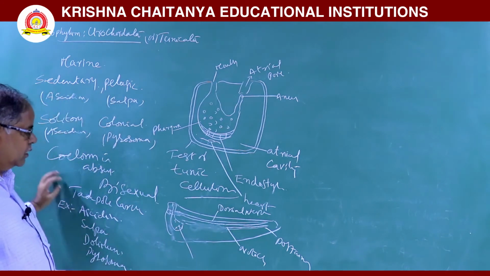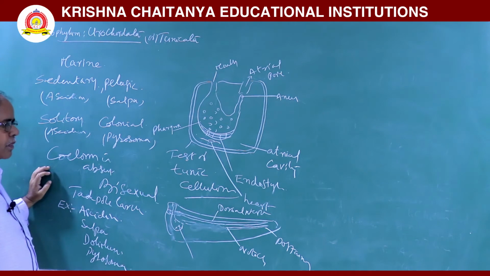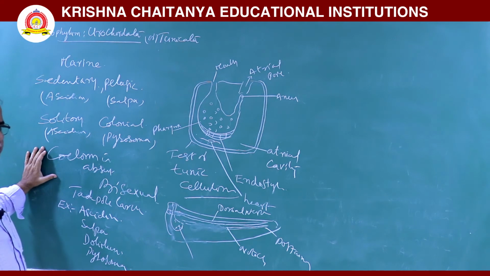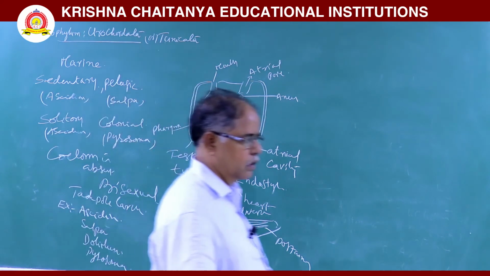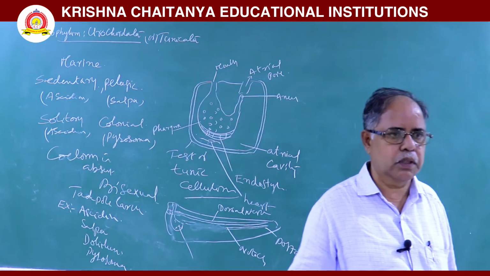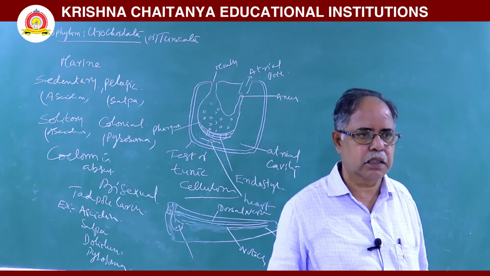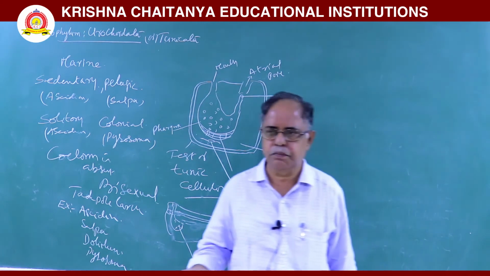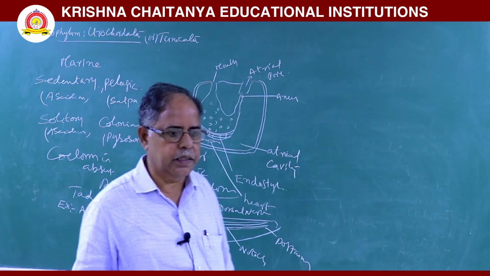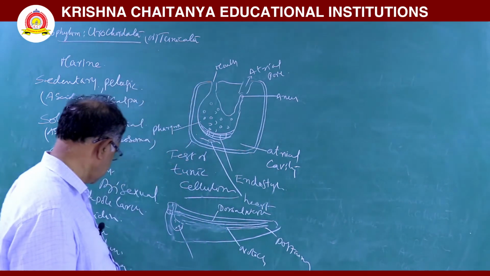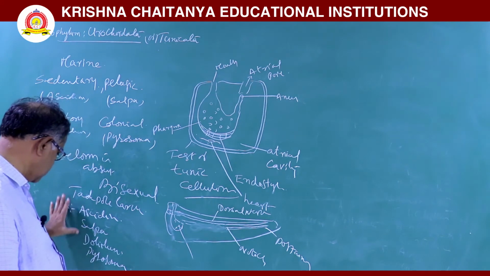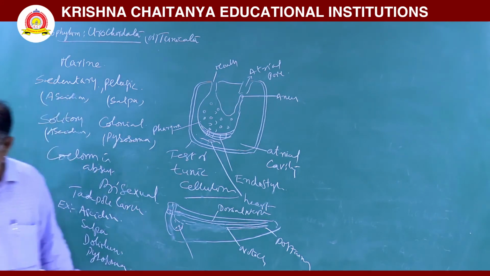Next, they are hermaphrodite. They are bisexual animals. External fertilization occurs, and during development a larva is seen. That larva is called a tadpole larva. This tadpole larva has all chordate characters. During metamorphosis, it loses all chordate characters and is modified into the adult. This type of metamorphosis is called retrogressive metamorphosis. Examples: Ascidian, Salpa, Doliolum and Pyrosoma.